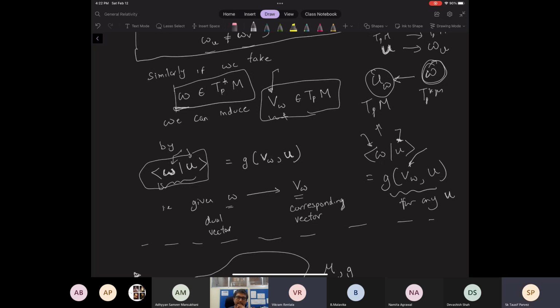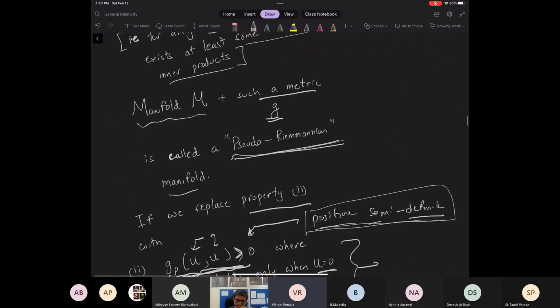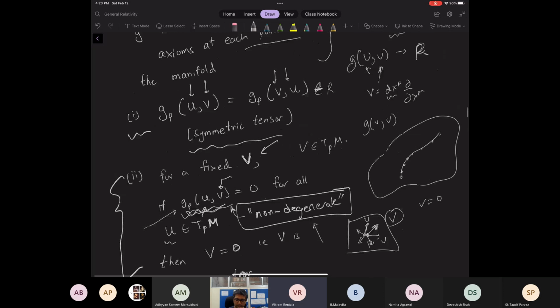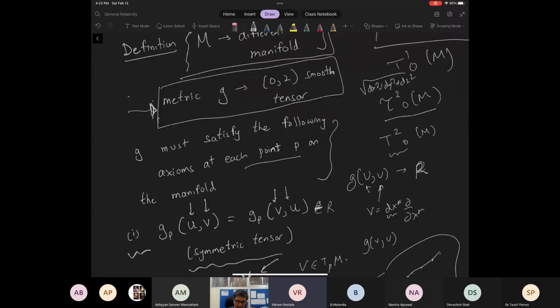Hello, sir. Yeah, Tarsha, go ahead. Sir, is it possible for a manifold to have two (0,2) rank tensor fields satisfying the properties of the metric? So is it possible to have two metrics, let's say, on the space? Yes, in principle, you can define it that way.